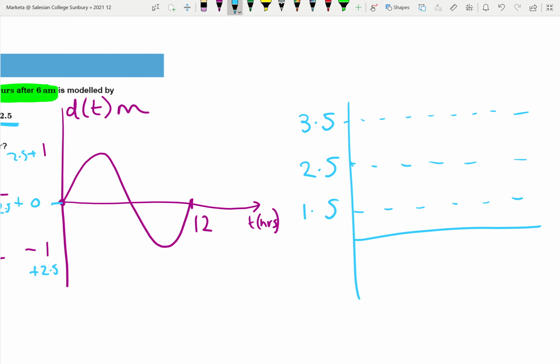So what we see is that the graph changes to this, and this is still 12, and I can probably just put that in right away, 12, 2.5, and this one would be 0, 2.5. So this would be my one cycle of it.